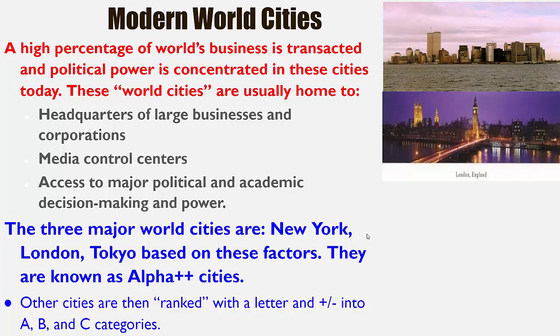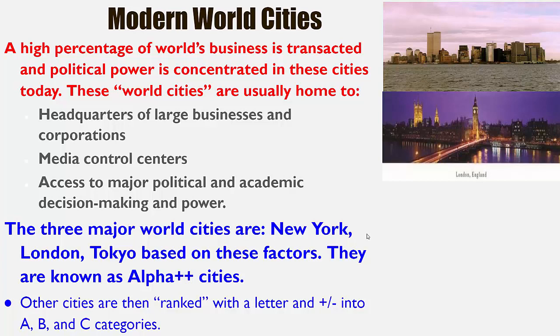And they are access to major political and academic decision makers and power. All right. Some cities have all of these clustered there. Others really focus maybe on one of those categories. So before we begin with what are and what are not world cities, you need to know that there are currently what are considered to be three majors.